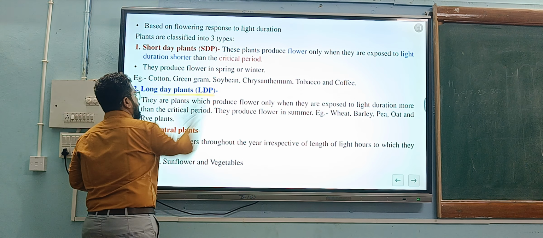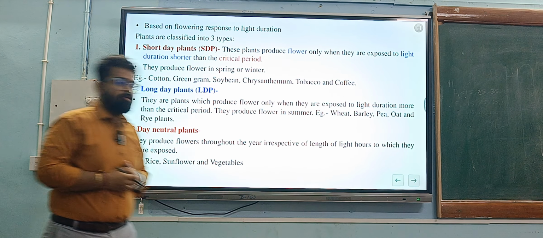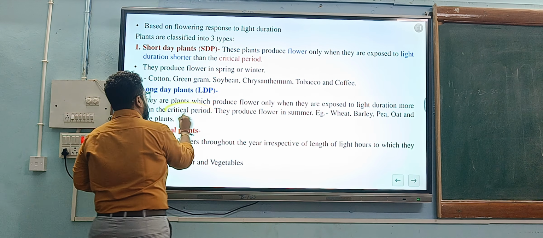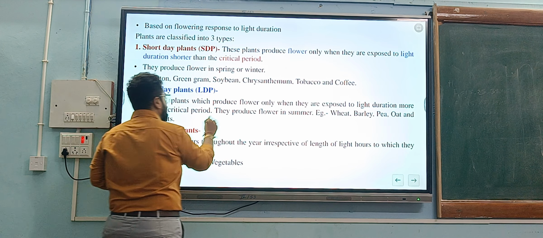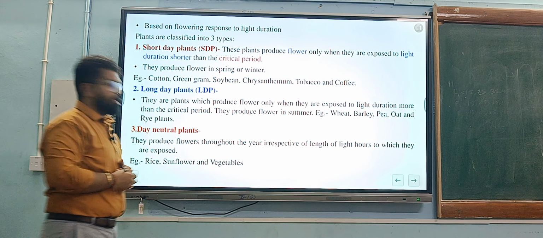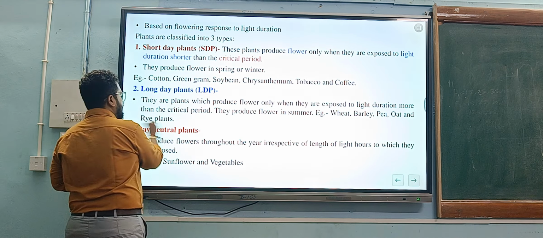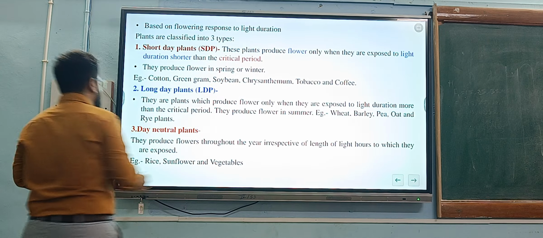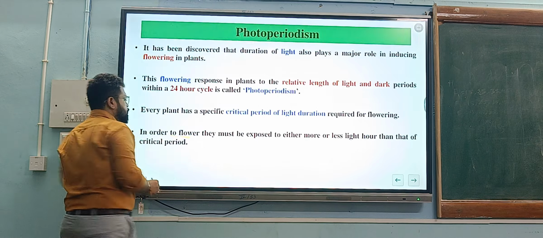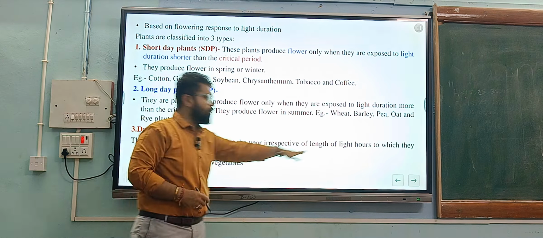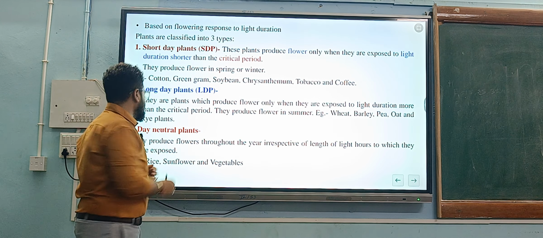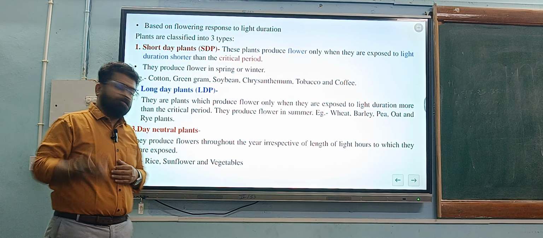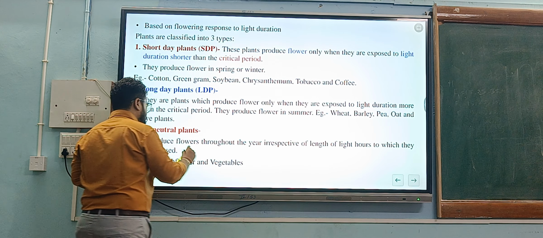Then long day plants. They are plants which produce flowers only when they are exposed to a light duration of more than the critical period. Generally 12 to 14 hours of day length is required for such flowering. For example, wheat, barley, rye are good examples of these plants. And a few examples of day neutral plants. The plants which flower irrespective of light length are called day neutral plants. They need not require a critical period to flower. For example, rice, sunflower and vegetables.